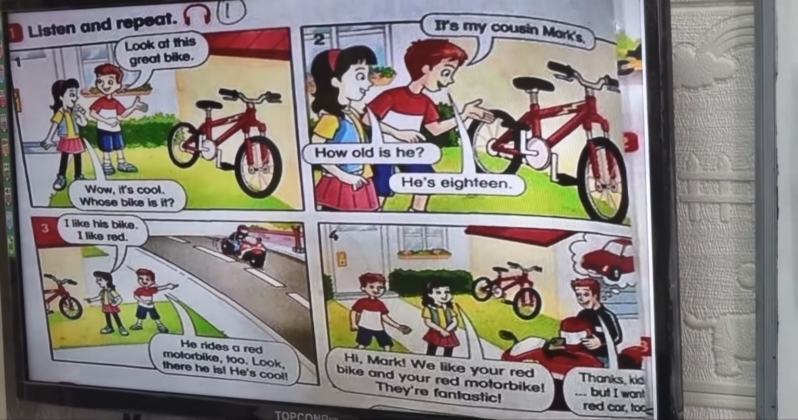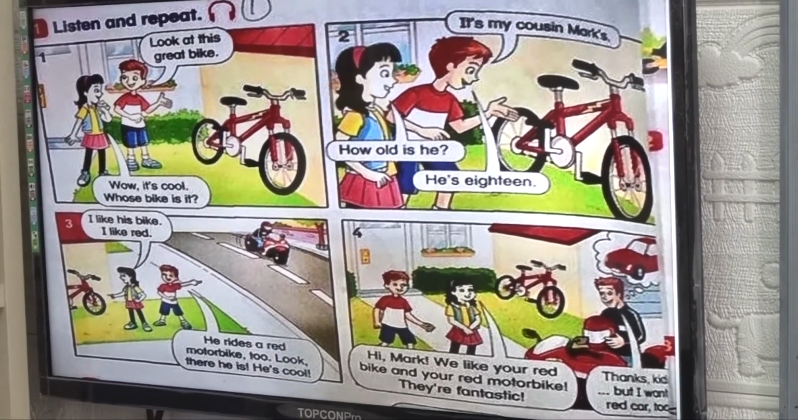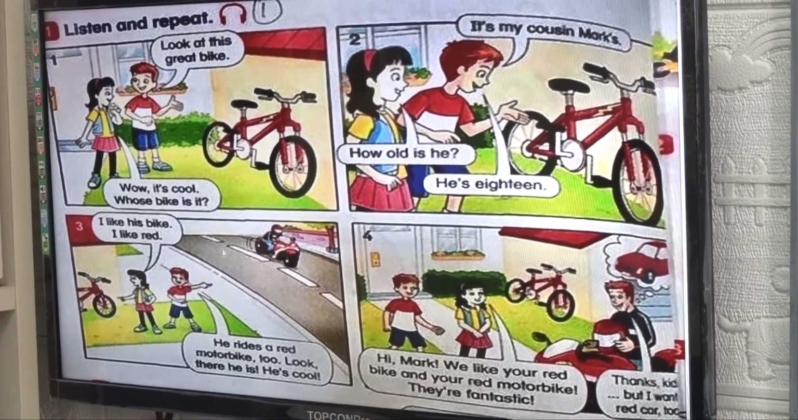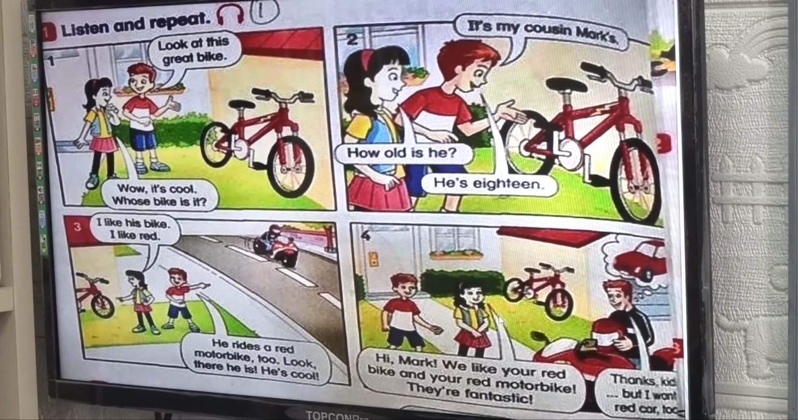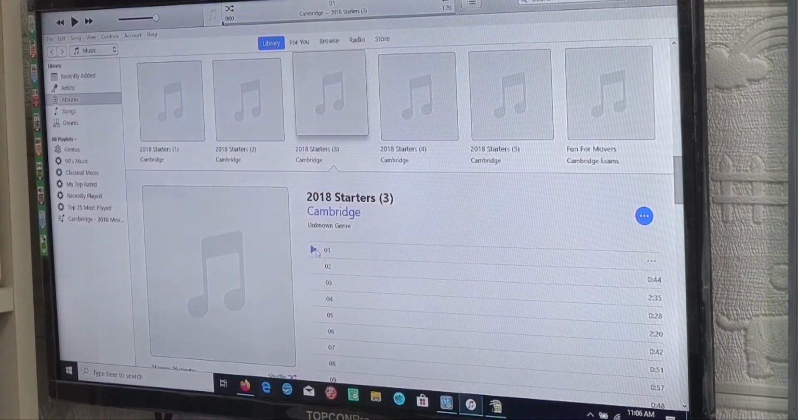Alright, so on your book, right? On your book, we have the story. So we have picture 1, picture 2, picture 3, and picture 4. Now I will play the recording for you once, alright? One time only. After listening, we will try to read it together. Okay? Alright, so now take a look at your book. Alright, I will start the recording now.